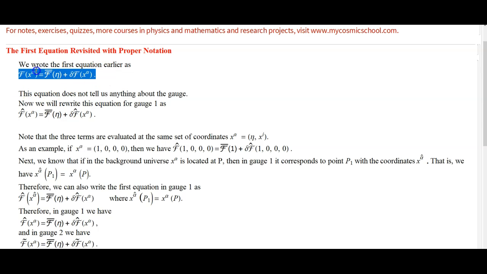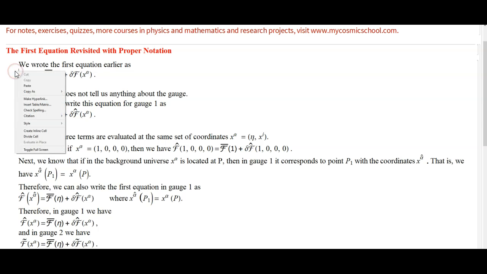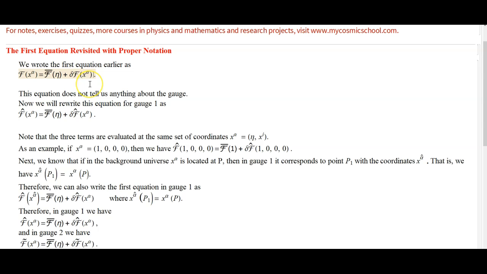So this expression does not tell us anything about the gauge. We don't know what gauge this expression refers to. Now we have defined two perturbed gauges in order to develop the framework for gauge transformation. In those two perturbed gauges, we will rewrite this expression so that by looking at the equation, it is clear to us in what gauge these field values are expressed.